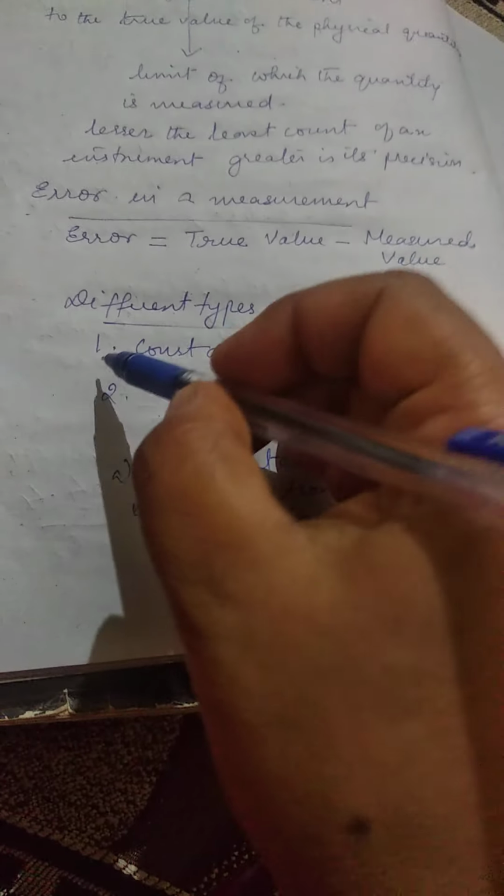So constant error, systematic error, and the third one we have is called random errors. Random, from the word itself, you know, it is called random errors.